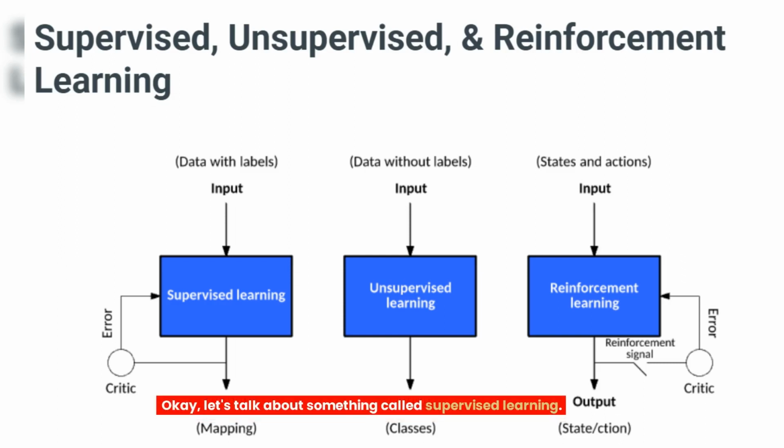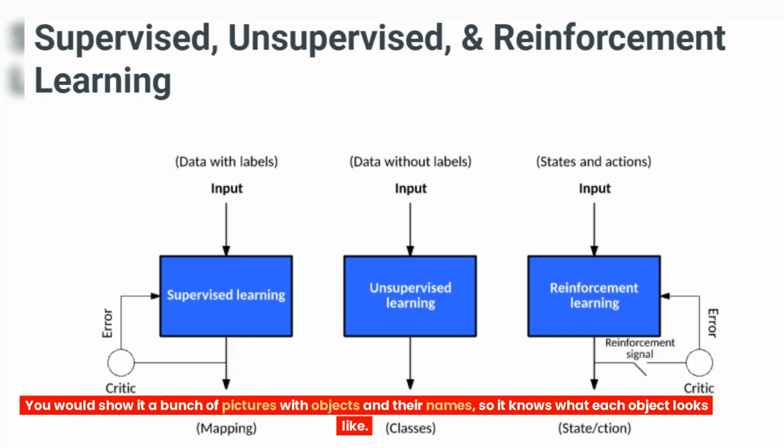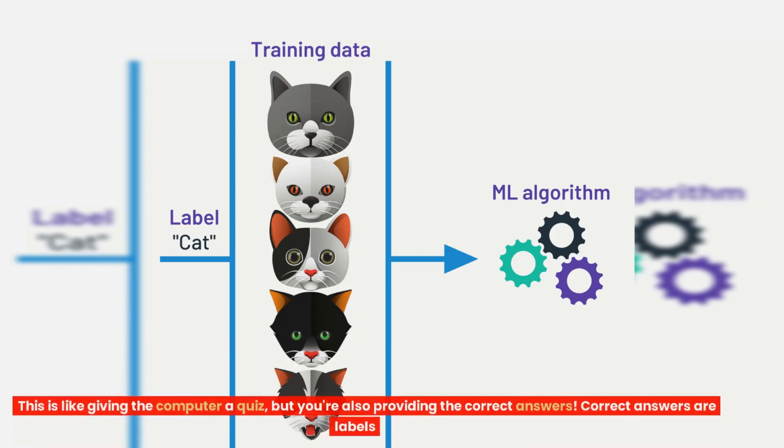Okay, let's talk about something called supervised learning. Imagine you want to teach a computer to recognize different objects in pictures, like a tiger. You show it a bunch of pictures with objects and their names, so it knows what each object looks like. This is like giving a computer a quiz, but you're also providing the correct answers.